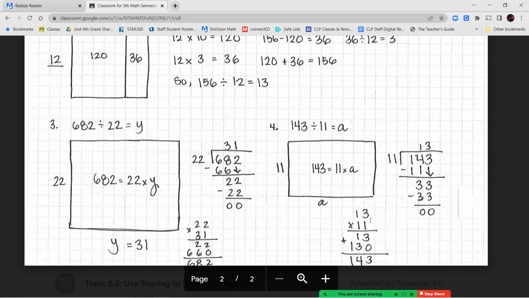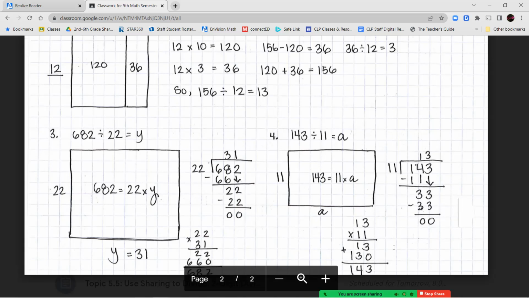I stacked and multiplied my two parts to find my product. So 13 times 11, I found my two partial products, added them together, and I did get back to my product, or my whole number of 143. So that way I knew that my work was correct.